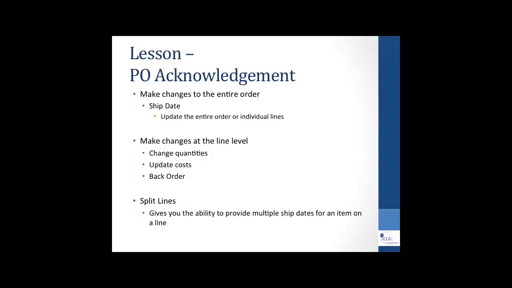A couple of key features that are available: the ability to make changes to the entire order. You can change a ship date. You can change items at the line level for things like quantity, cost, or you can even back order particular lines. You can split lines if you have to make multiple shipments of those items. And we're going to jump into now how to acknowledge the purchase order from the New Documents tab.